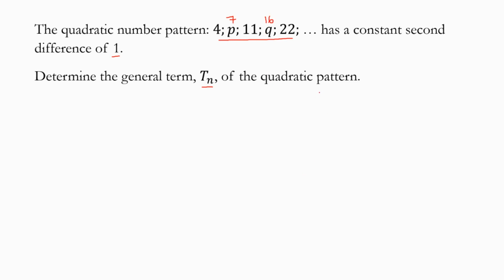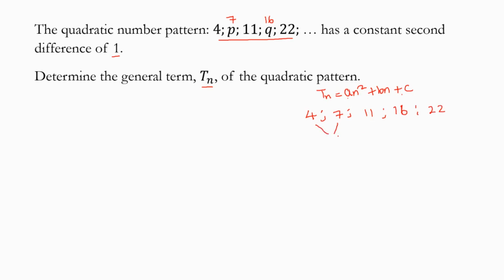Remember, for a quadratic pattern, the general term Tn is in the form Tn is equal to an squared plus bn plus c. So we need to find a, b, and c. And then how do we do that? There are different methods that we can use, but I find this method that I'm going to show you the easiest method. We have our sequence, which is 4, 7, 11, 16, and 22.